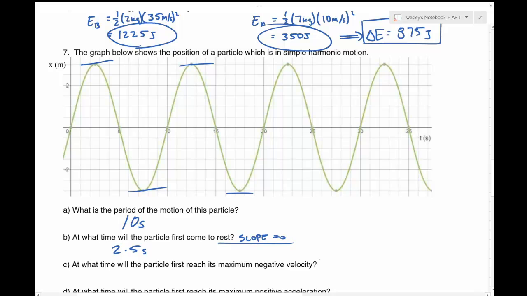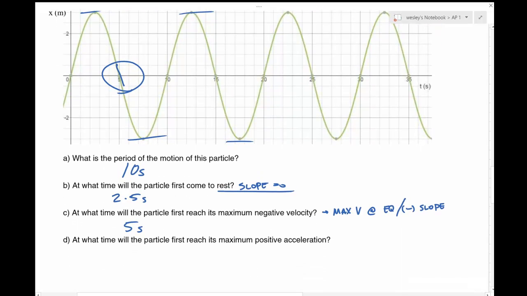Maximum negative velocity. First off, we know that we have max velocity at equilibrium, and if it's negative, we need a negative slope. The first time that happens is right here at 5 seconds. I've got a negative slope, and I'm at equilibrium.